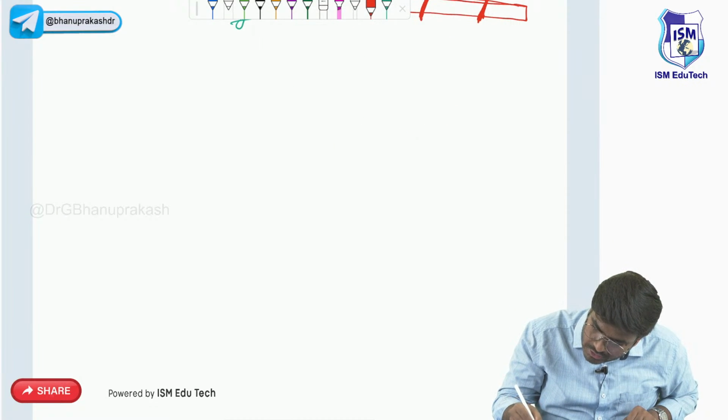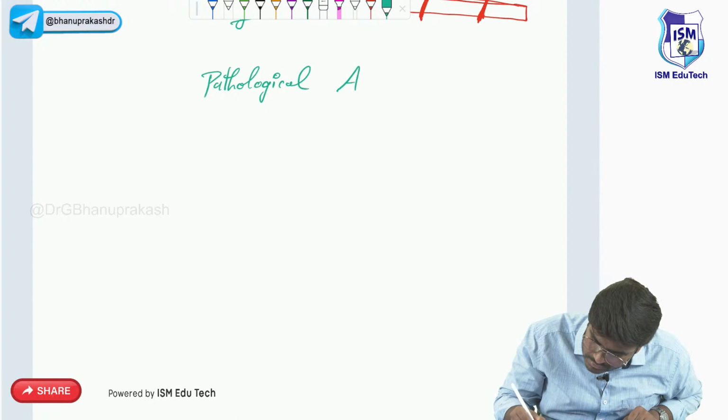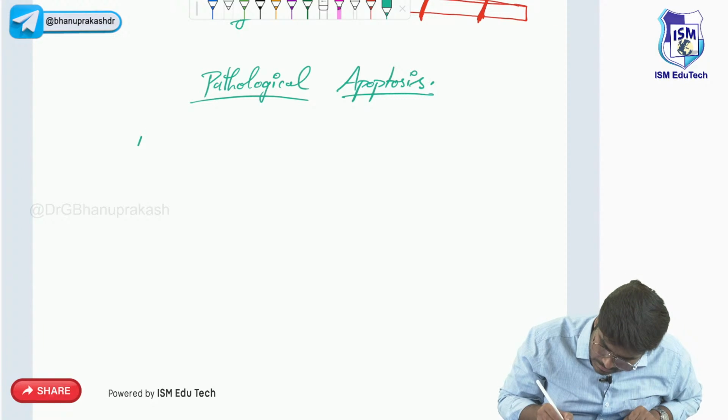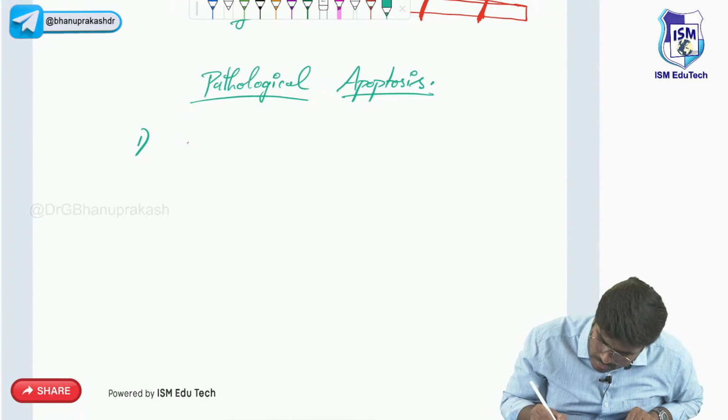Now I will give you pathological examples of apoptosis. These are repeatedly asked MCQs. Especially the one you should at least know is Councilman bodies.